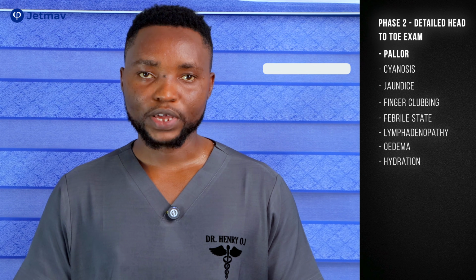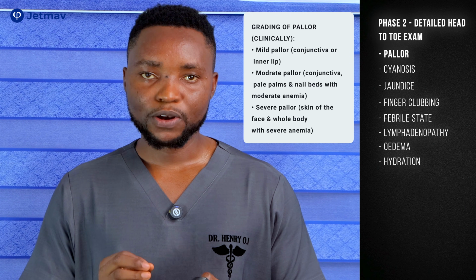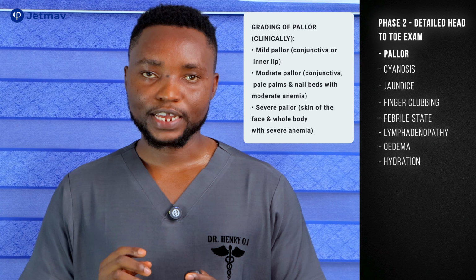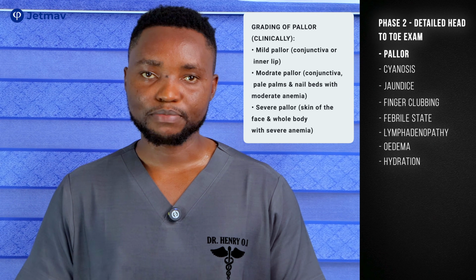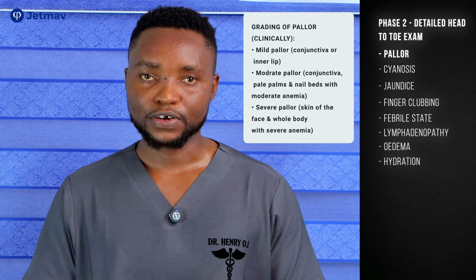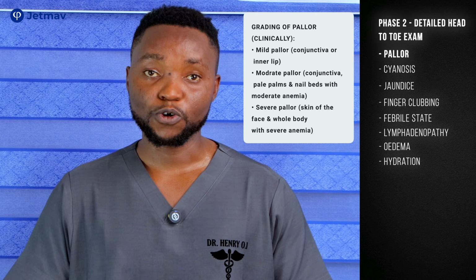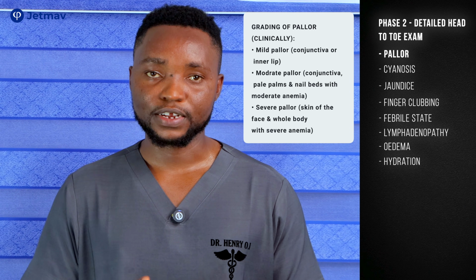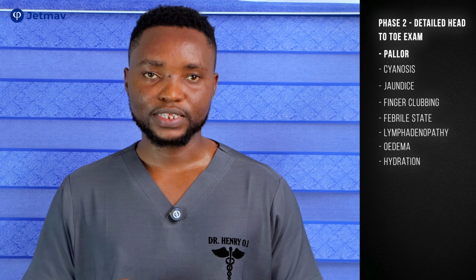So like we said, now we can grade pallor clinically into mild, moderate, and severe. So mild pallor is when it's only evident in the conjunctiva or probably the inner lip. So when the pallor is only evident in the conjunctiva or just the inner lip, we'll say it is mild. Then when the pallor is present in the palm, maybe the palmar crease, the nail beds, including the conjunctiva, so we'll say it is moderate. Then it is severe when it is obvious in the skin and the face and the whole body. So during the examination, if you notice that there is pallor, try to grade it clinically into mild, moderate, or severe. The next feature of systemic involvement is cyanosis.